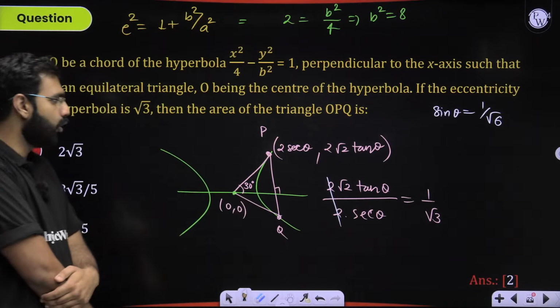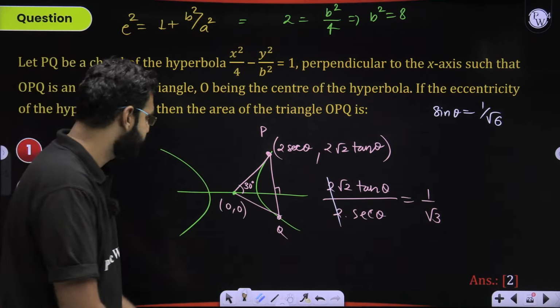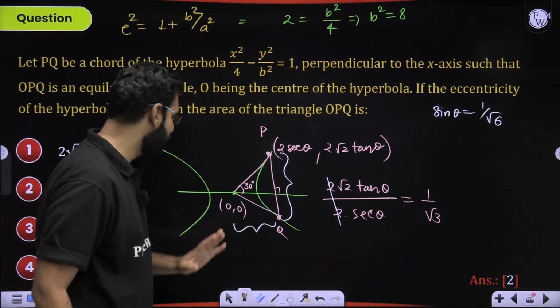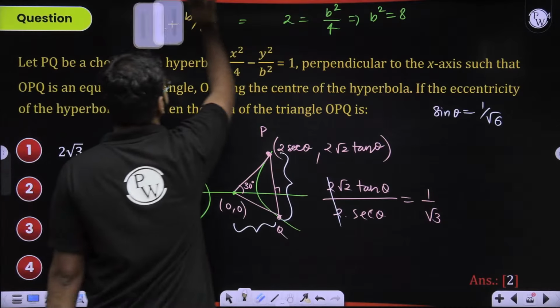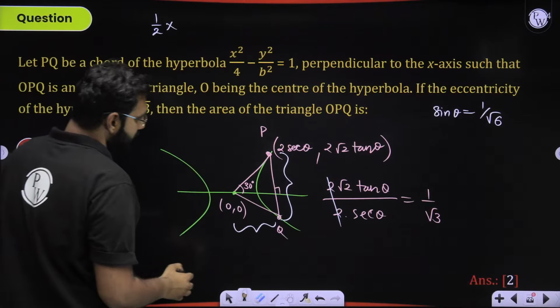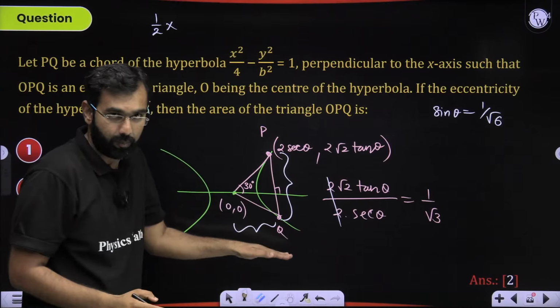So area of the triangle OPQ means what? Half base into height. So this could be base and this could be height. I hope you are understanding it. So area of the triangle will be half base. What is base? Sir, base is this. I hope you are understanding.